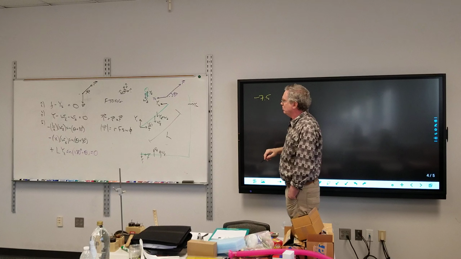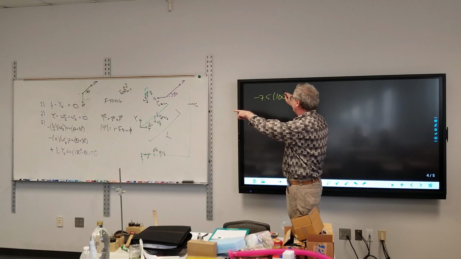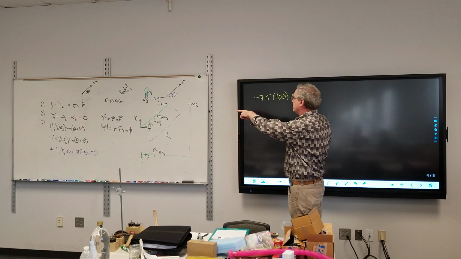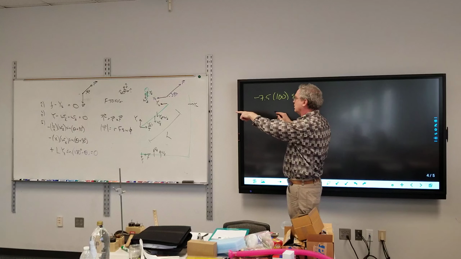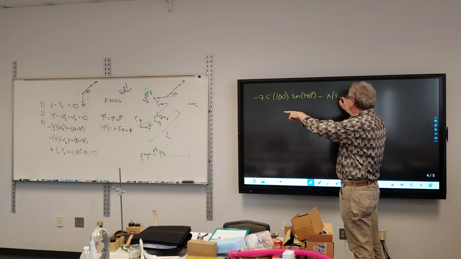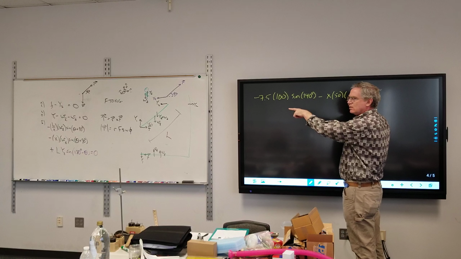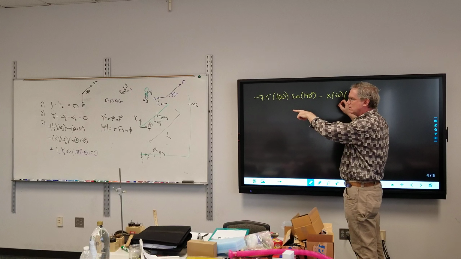That's L over 2, times 100 times the sine of 140 degrees, minus x times 50. Wait, I thought the mass of the ladder was 10 kilograms. Yeah, it is. 50 is for the person.